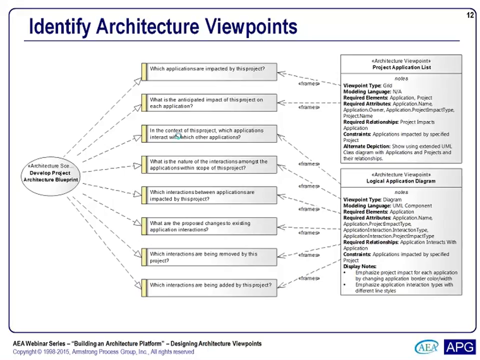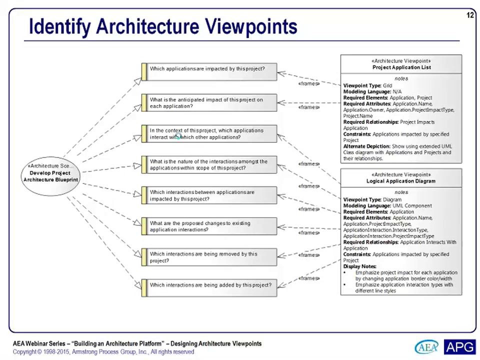And then the remainder of the architecture concerns, we figure we can address those with a logical application diagram. And this is going to be, of course, a diagram. We're going to make the foundation of it a UML component diagram, but we're going to extend that. We're going to need the application element and a number of different attributes: the name of the application, the impact type of the project, the interaction type, and the impact type on the interaction. We're going to, of course, then need to traverse the relationship between applications, as well as, again, constraining that to a specific subset based on a particular project.